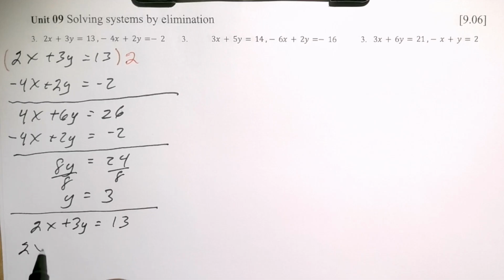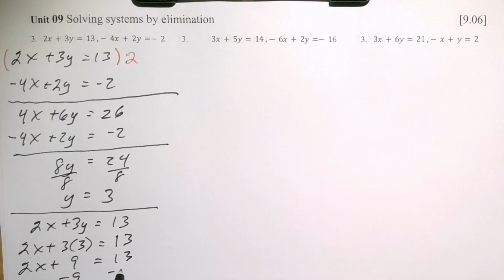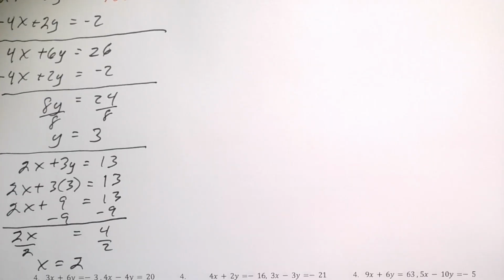So it becomes 2x plus 3 times 3 equals 13. That becomes 2x plus 9 equals 13. Subtract 9 from both sides. We end up with 2x equals 4. And divide by 2, divide by 2, we get 1x equals 2. Oh, sorry, couldn't see that.